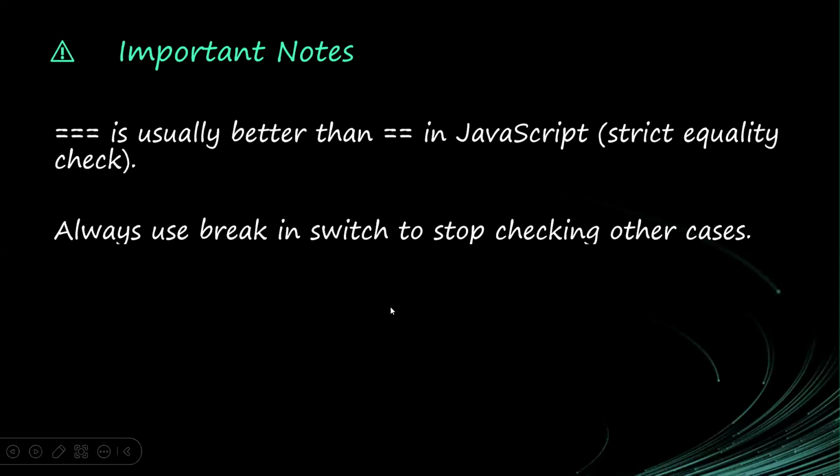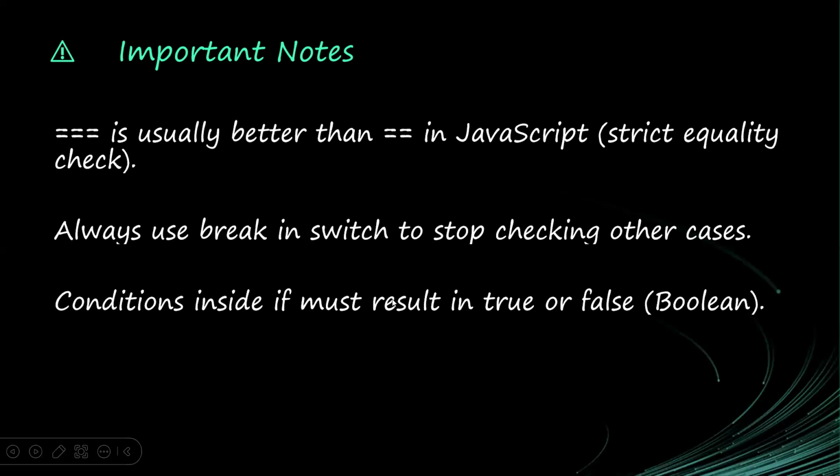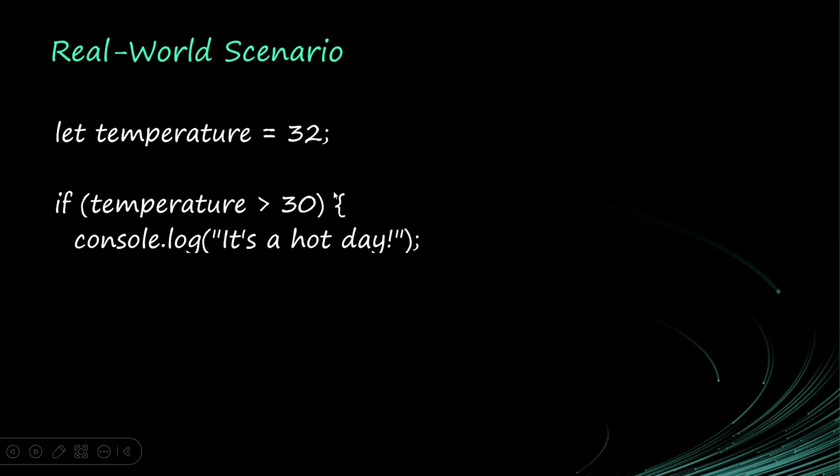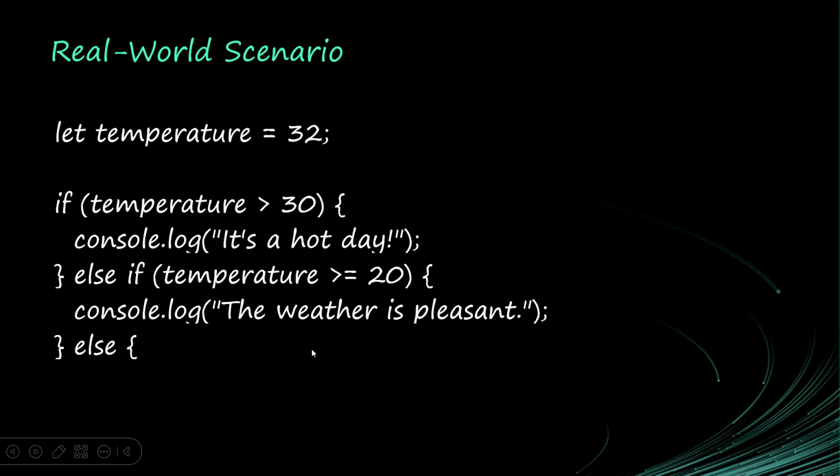Okay, all right. So conditions inside if must result in true or false. Your conditions inside your if statement must result in true or false. Then a real-world scenario: you can have temperature 32. If temperature is greater than 30, what do we want to do? Console.log, it's a hot day. If it is greater than or equal to 20, then the weather is pleasant. So you can see we are checking for multiple conditions here. That's why we're using the else if statement.